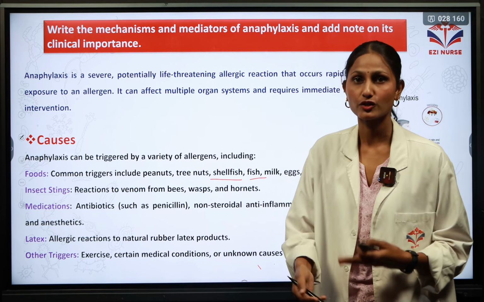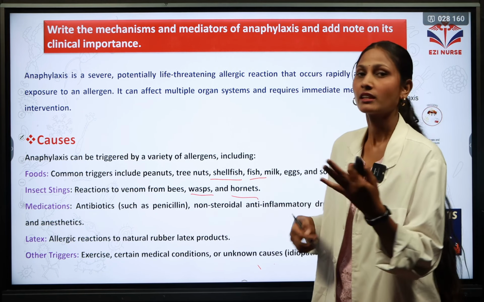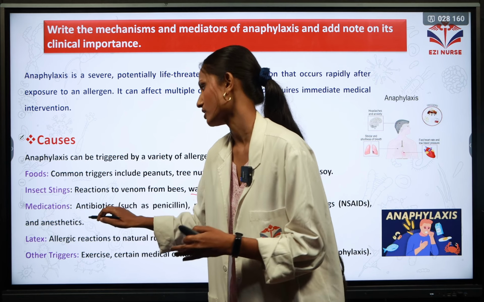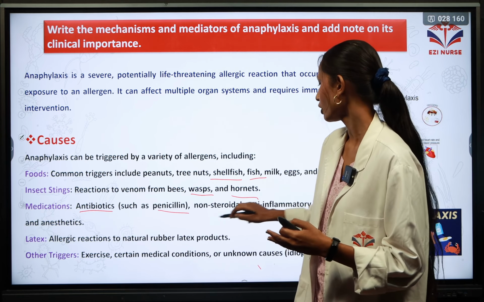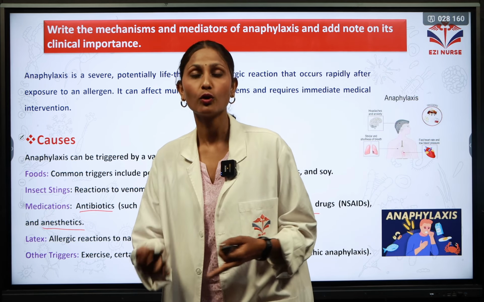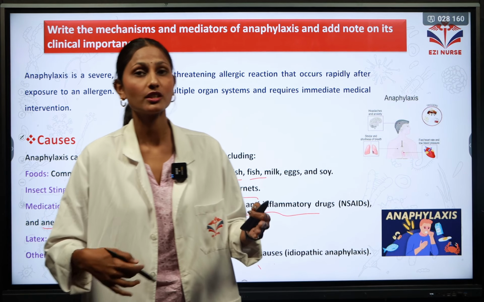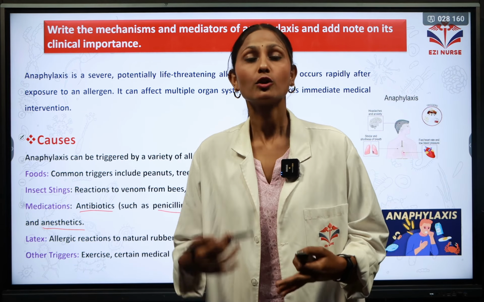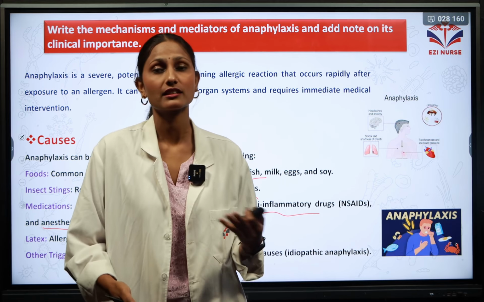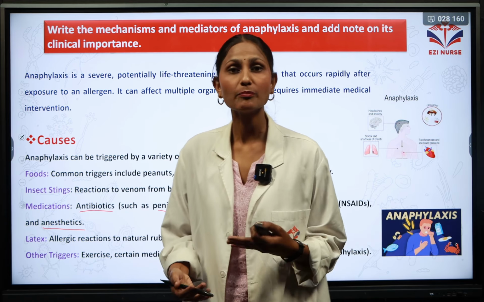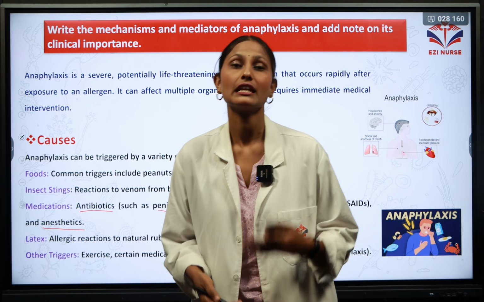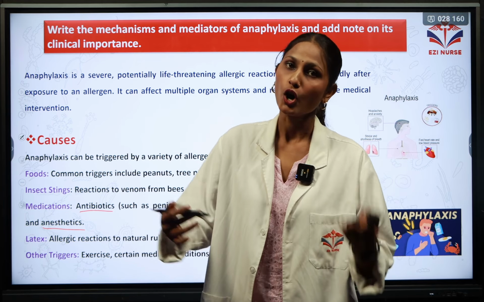Next one is the insect sting. Because of venom reaction from bees, wasps and hornets, the person can get an allergic reaction, anaphylaxis. Next one is medication: antibiotics such as penicillin, non-steroidal anti-inflammatory drugs as well as anesthetics. Sometimes when the patient goes for surgery, prior to the surgery we do an anti-sensitivity test to check whether that anesthetic is causing any inflammatory reaction or anaphylactic allergic reaction in that person, because we have to check whether the medication is causing anaphylaxis or not.